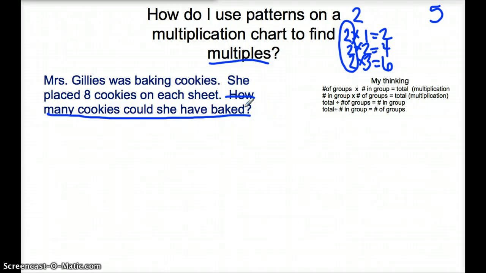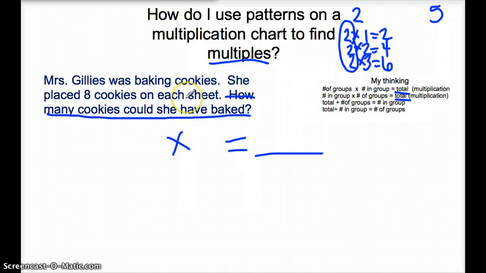All right, so now I need to think what that means. So it's wanting to know how many I baked all together. So it's looking for a total. Okay, so I know it's looking for this. So it's going to be a multiplication. So let me see what information it gives me.